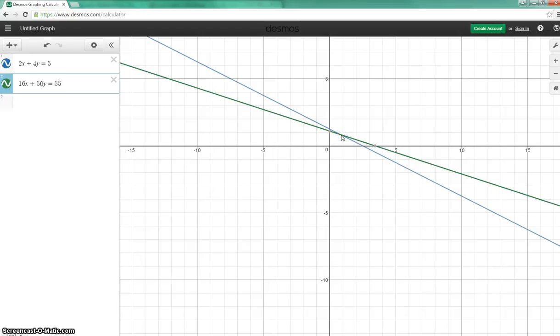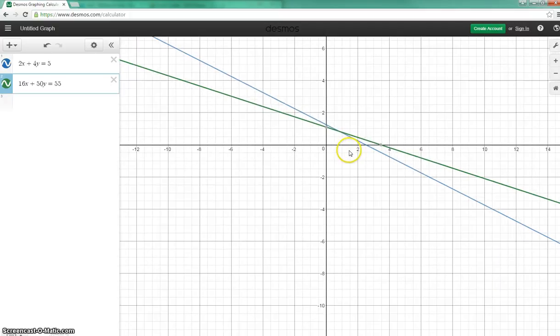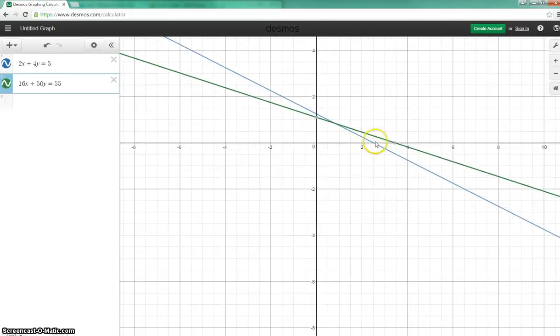The intersection point is... it's not wanting to show it for me for some reason. Curious as to why. Maybe I'm not hitting close enough. Oh, there we go. So it gives me this decimal number.